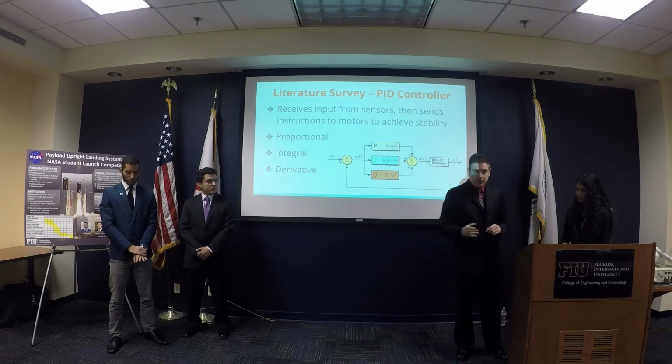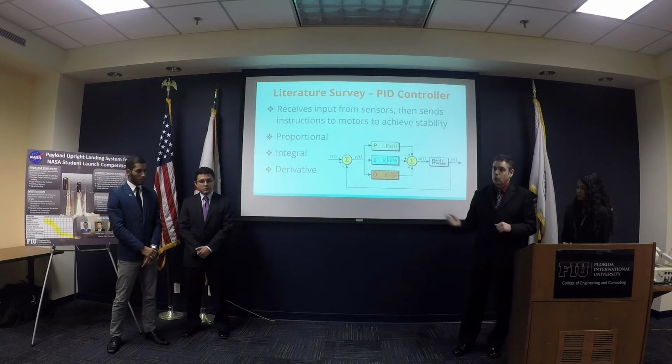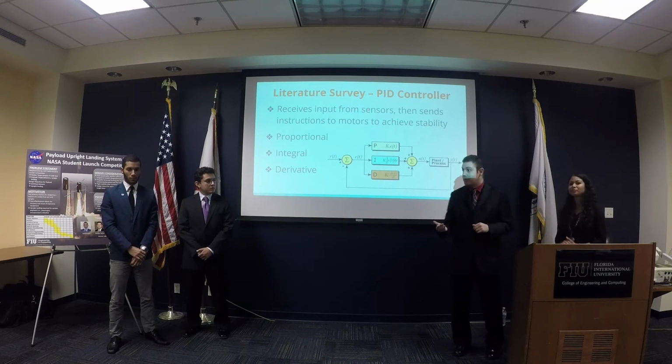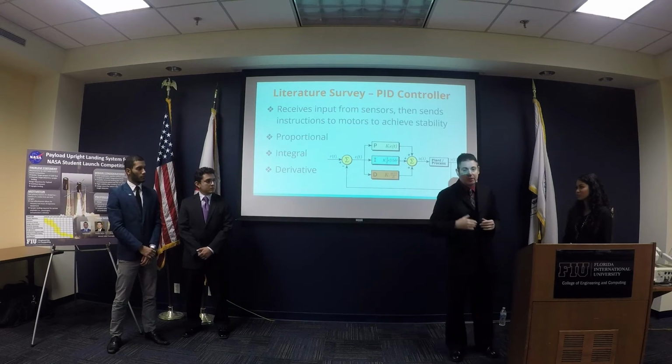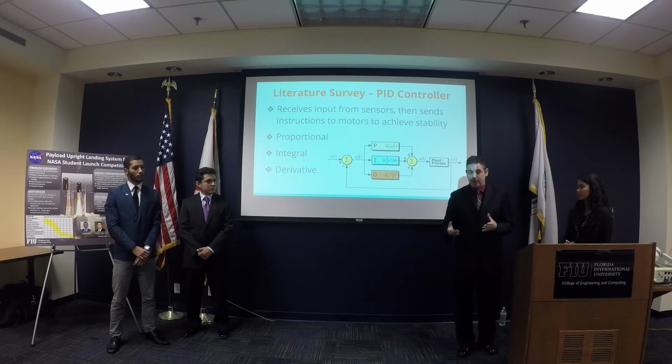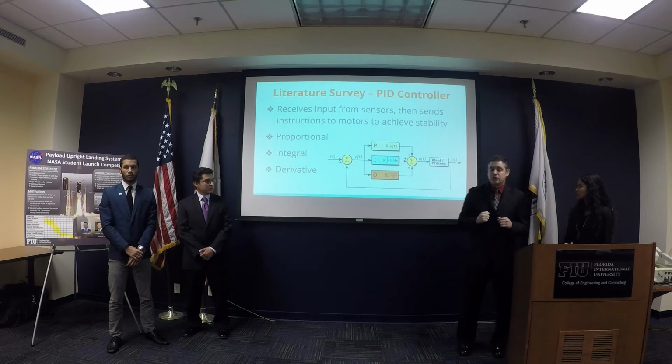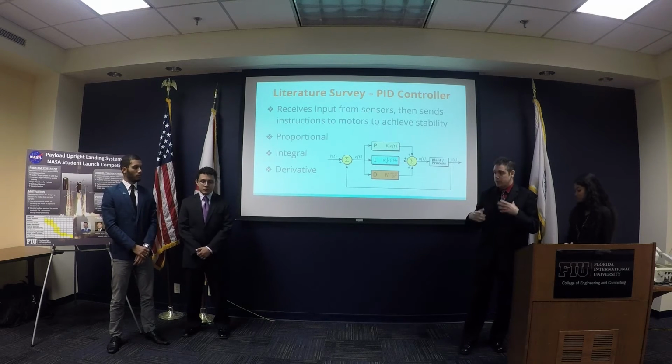Now, stability is going to be achieved through the use of a PID controller, which is software that is part of the flight controller. What it does is it receives input from various sensors, such as an accelerometer and gyroscope, and then sends instructions to the motors in order to achieve stability.